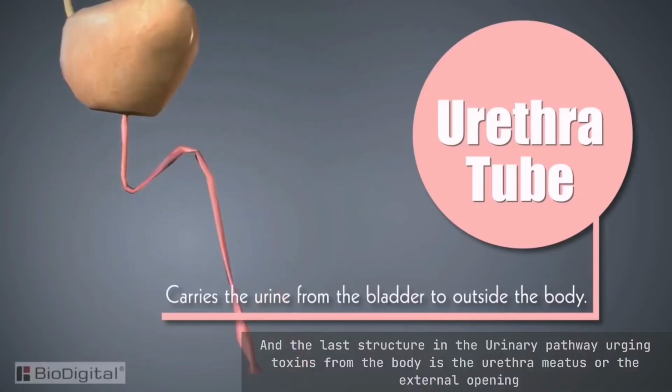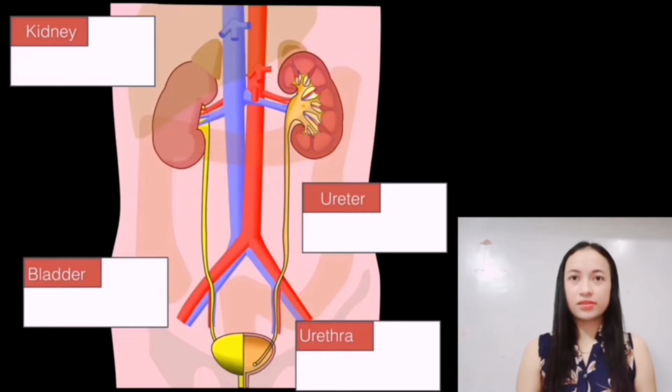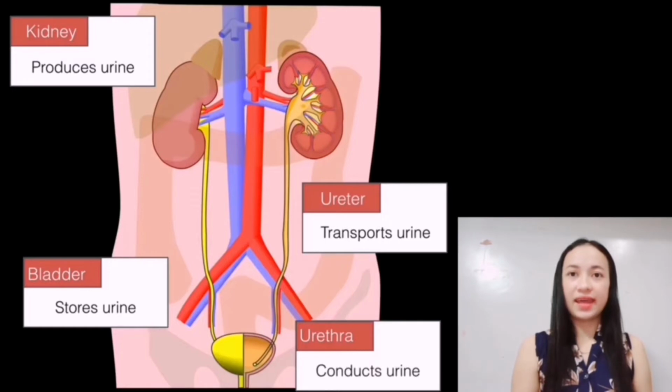And the last structure in the urinary pathway for purging toxins from the body is the urethral meatus, or the external opening. To summarize the whole process, the kidney produces urine, and from there it is transported to the ureter, then stored in the bladder, and then eventually conducted to the environment. That's how we lose waste or urine.